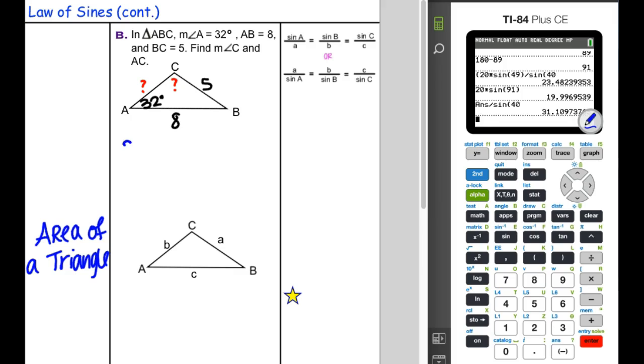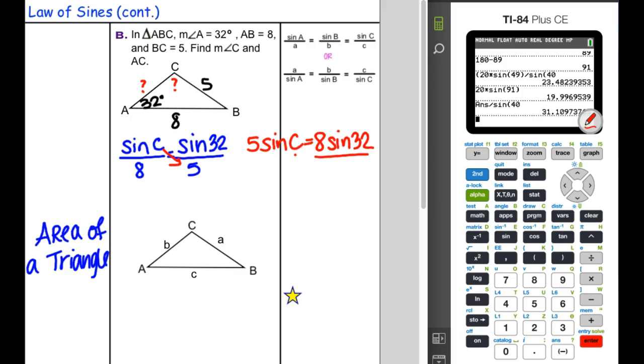That means that the sine of C, which we don't know, over 8, equals the sine of 32 over 5. When we do our cross multiplication, we get 5 times the sine of C equals 8 times the sine of 32. We then divide by 5, but then we still have the sine of C equals 8 times the sine of 32 over 5.